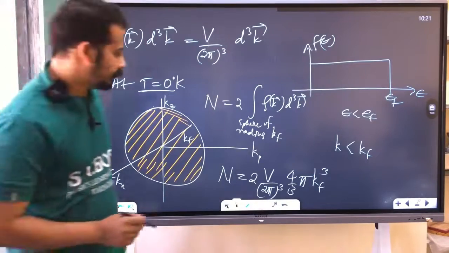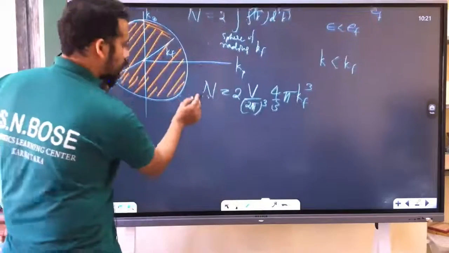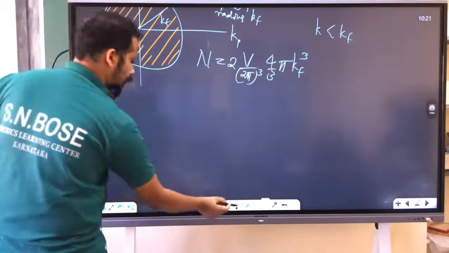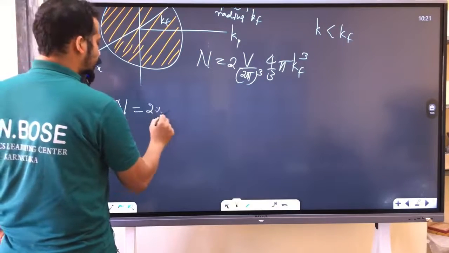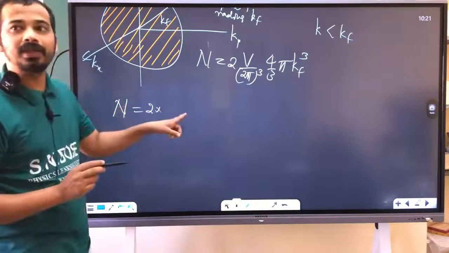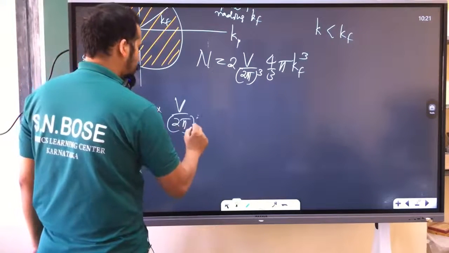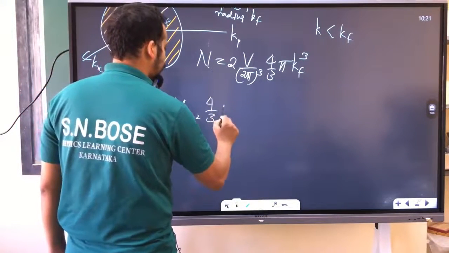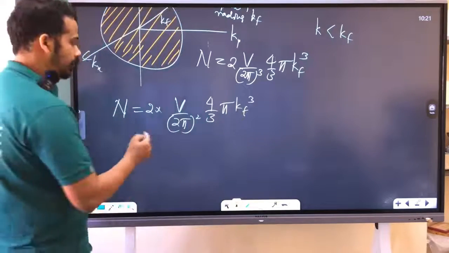What was the question actually? Wait a second, I'll just take the question now. Okay, speak up, what happened? I got n is equal to 2 into V by (2π) cube, times 4/3 π kf cube. You should be able to write this expression directly.